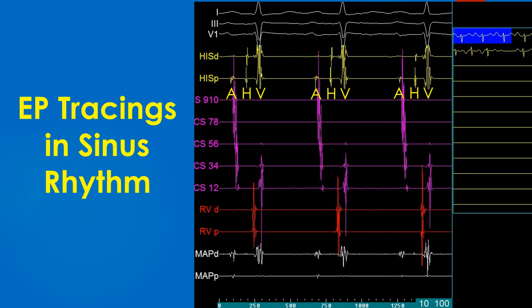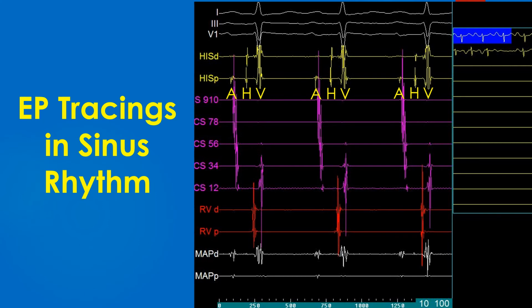Upper three tracings are surface electrocardiograms, leads 1, 2 and V1 in white color. Next two tracings are from the His bundle catheter, His distal and proximal. The large broad deflection in this tracing is the ventricular electrogram V, while the triphasic signal prior to it is the His potential H. The deflection before that is the atrial electrogram A.